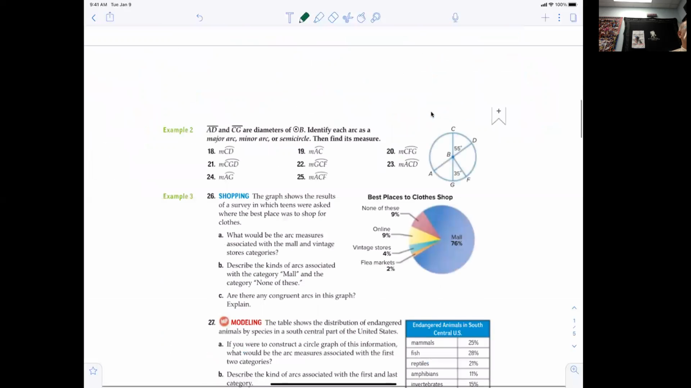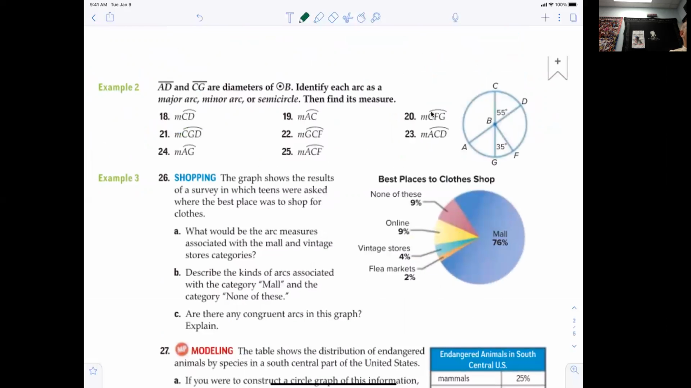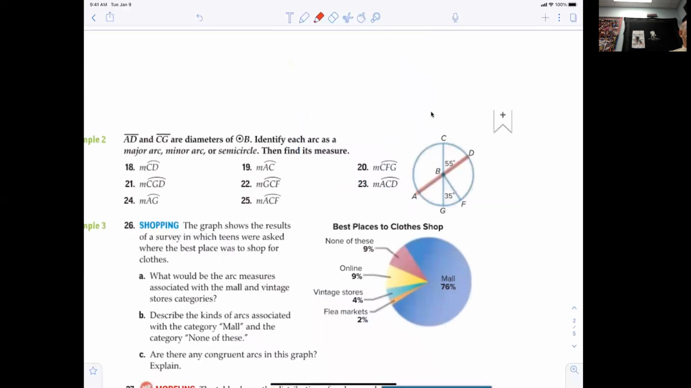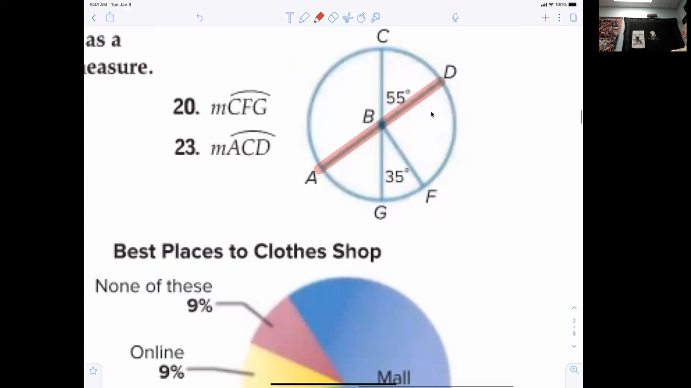All right, let's come over here. Now, we want to identify major, minor, semicircle, and then we want to find the measure. In my opinion, it's always easier to come right over here and fill in the missing angle measures. Now, I don't know if DA is a diameter, so I have to read the directions. Does it say DA is a diameter? AD and CG are diameters. So because of that, you now can tell me what's ABC. What's that angle?